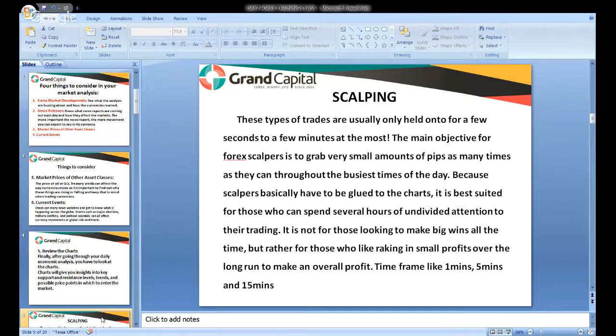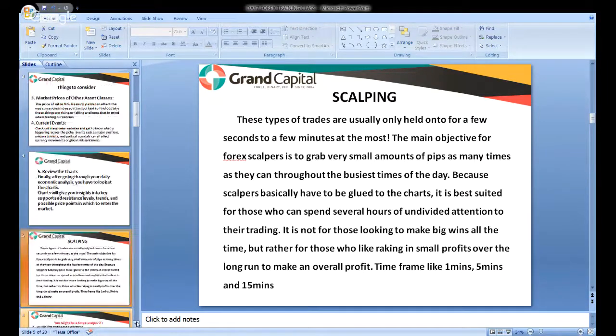It suits those who can spend several hours of undivided attention on their trading. It is not for those looking to make a big win all the time, but rather for those who like a small profit over a longer period to make an overall win. As I've said, the major time frame you should look at when you are scalping is 1 minute or 5 minutes. You may not use the 15 minutes because it's too high for scalping. So 5 minutes or 1 minute for scalping, if you have enough time to always be on your charts watching the market movement. That is the time frame for a scalp trader.